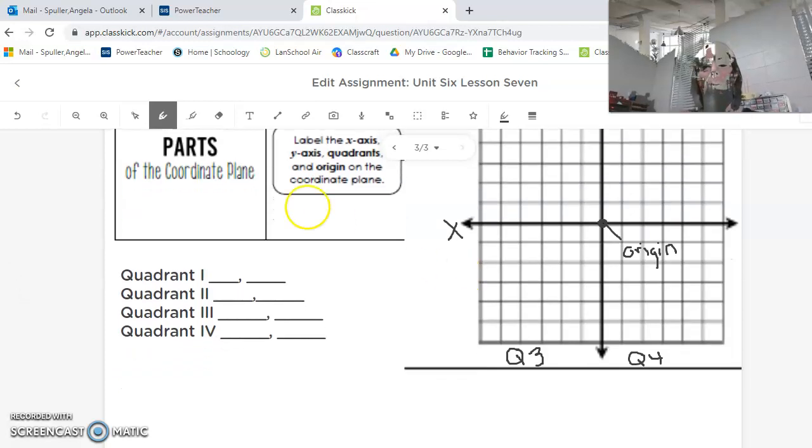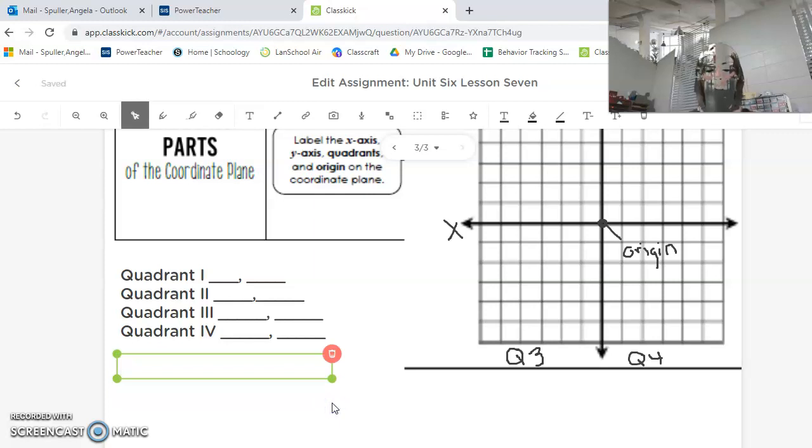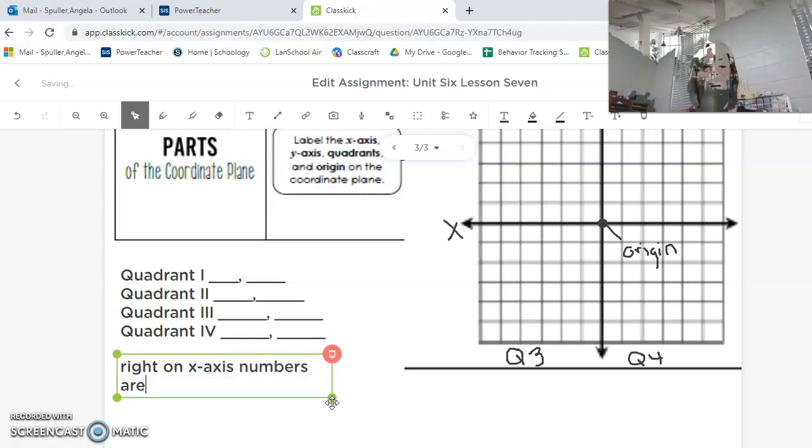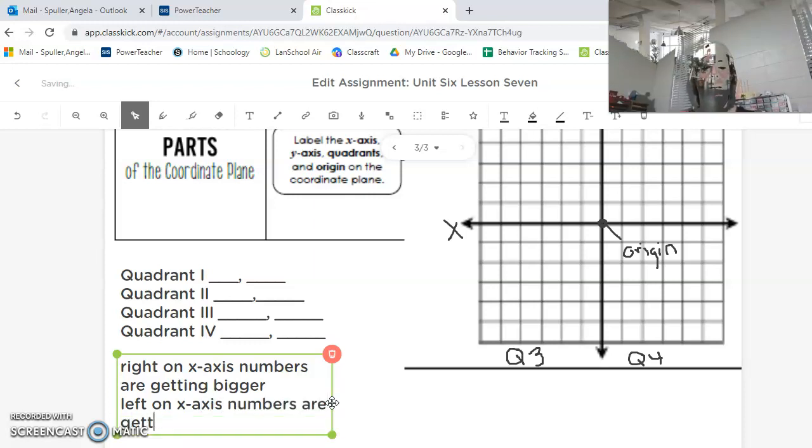Okay, so I want you to go put on your paper, right on the x-axis, numbers are getting bigger. Left on the x-axis, numbers are getting smaller.